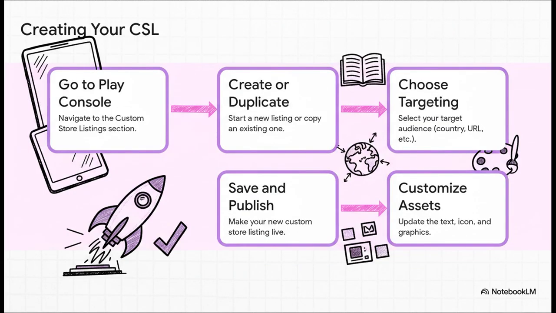And honestly, getting your first one up and running is way easier than it sounds. You just pop open the Play console, head over to the Custom Store Listing section, decide if you want to create a new one or just duplicate an existing one, pick your audience, customize your assets, and you hit Publish. That's it. You can have your first one live in no time.